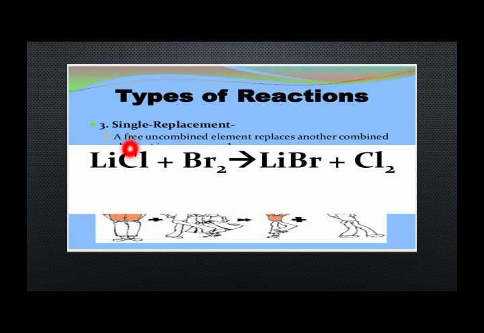Here you can see the example of a chemical equation as well. Lithium chloride, Li for lithium, Cl for chloride. Lithium chloride is reacting with bromine. So what is bromine going to do? Bromine is going to replace this chlorine from here, and it will become lithium bromide, and chlorine gas will evolve. This is how the single replacement or single displacement reaction took place.